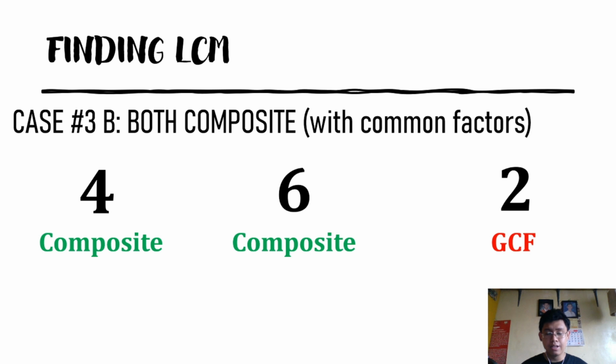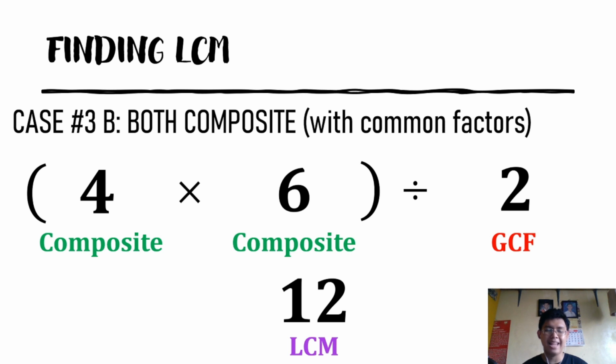And next, to get the least common multiple of these two composite numbers, we're going to multiply these two composite numbers. Okay, 4 times 6, and we will divide it by the greatest common factor, which is 2. So 4 times 6, and their product will be divided by 2. So the answer will be 12. Ayan, nakuha, or this is the formula to get the least common multiple of both composite numbers with common factors.